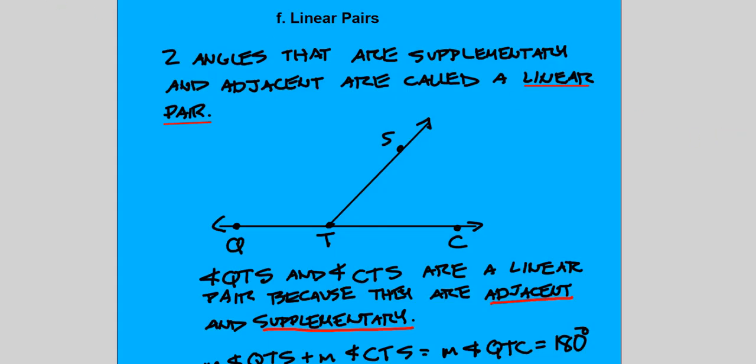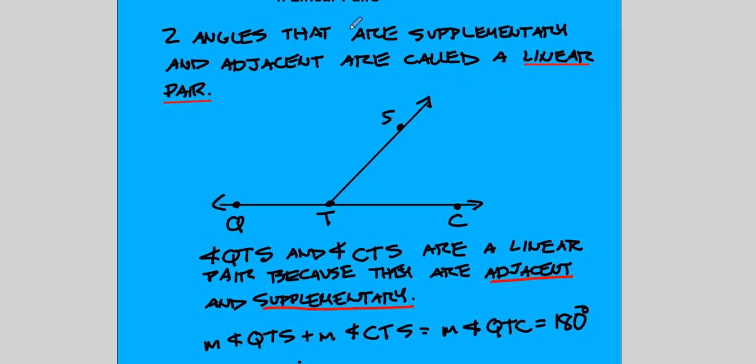So now linear pairs. Two angles that are supplementary, that is, add up to a measure of 180 degrees and are adjacent, are called a linear pair. So here's an example of a linear pair. Angle QTS and angle CTS, call them also angle 1 and 2. These are supplementary because the sum of their measures forms a straight angle. Notice that's 180 degrees there. And they're adjacent because they share a common side, TS, ray TS.